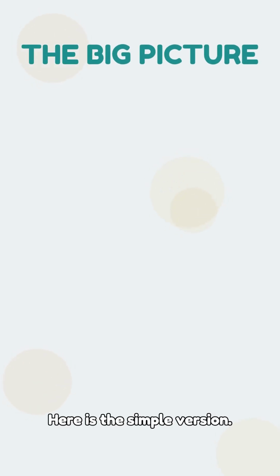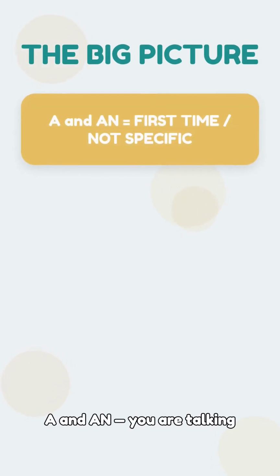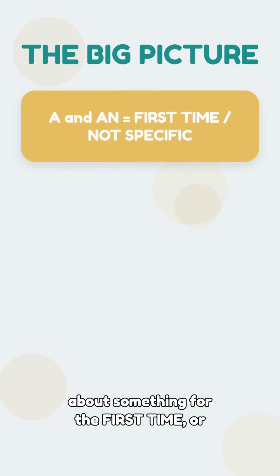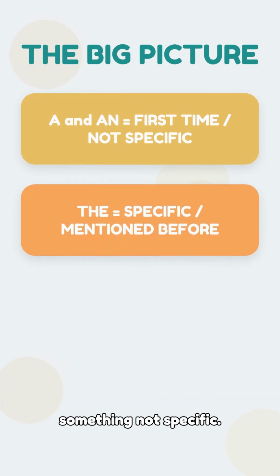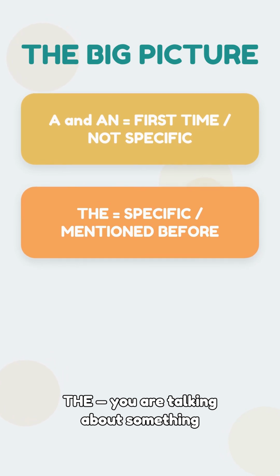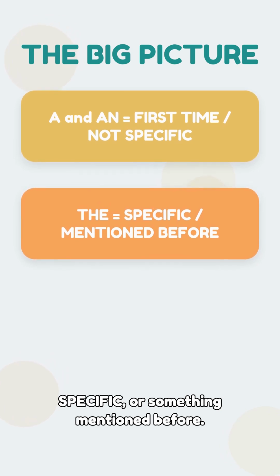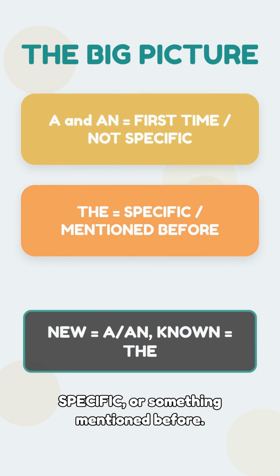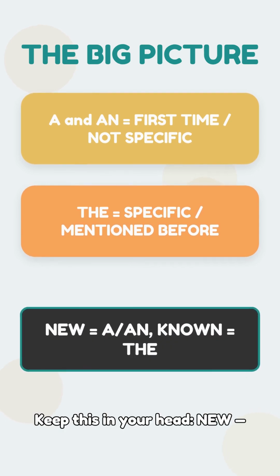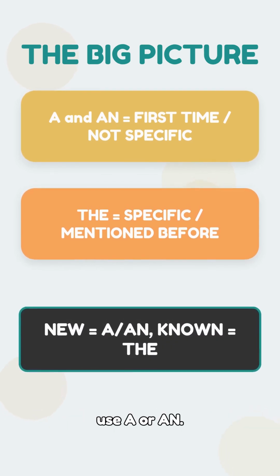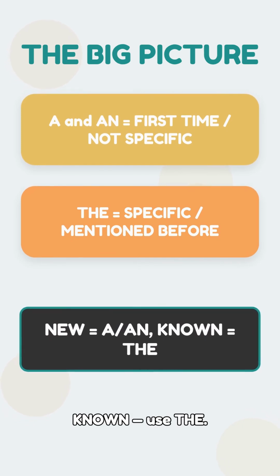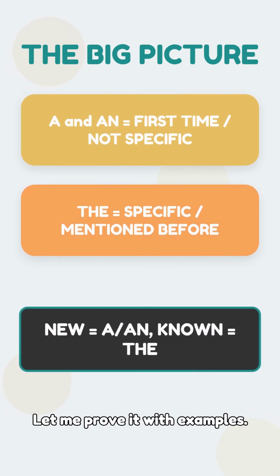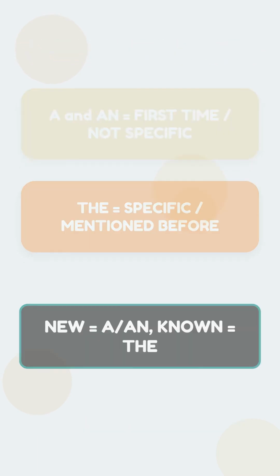The big picture. Here is the simple version. A and an: you are talking about something for the first time or something not specific. The: you are talking about something specific or something mentioned before. Keep this in your head. New: use a or an. Known: use the. Let me prove it with examples.